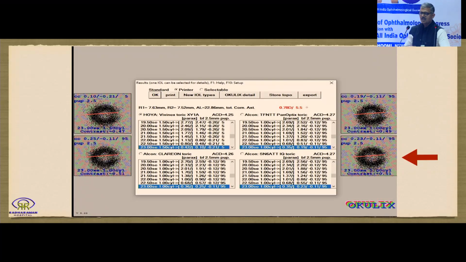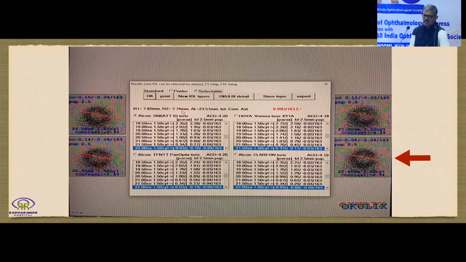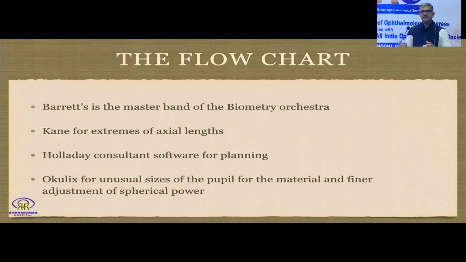For example, in this particular patient, as you can see, the SN6ATT, which is the AcrySof IQ, has the best conglomeration of those black spots, vis-a-vis another patient wherein the Clarion outshines it in its performance. It takes a little bit of time to get adjusted to know which material is the best for which patient, but with time your optometrist and you yourself as a consultant get adjusted to it too. So I feel that the ray traced formulae will hold a very, very important place in the future.